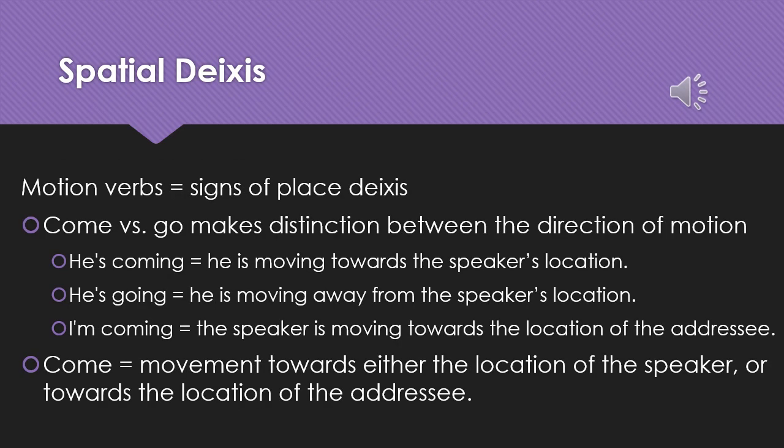Motion verbs are signs of place deixis. Come versus go makes a distinction between the directions of motion. Like he's coming, it means he is moving towards the speaker's location. And then he's going, he's moving away from the speaker's location. And I'm coming, the speaker is moving towards the location of the addressee. And come is movement towards either the location of the speaker or the location of the addressee.